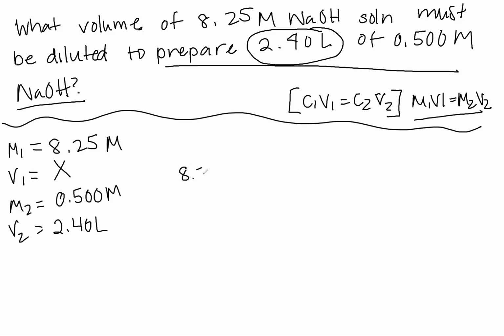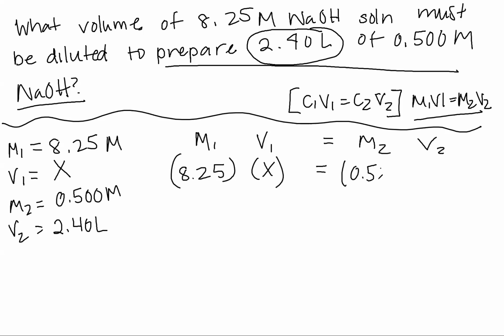We'll do 8.25, right? Because that's the molar, that's M1. And we have our V1 equals M2 and V2. And so our V2, I'm just putting it as X. And our M2 is this 0.500 times 2.40 liters. We don't need to do any conversions, okay? We're in liters, we're in moles, moles per liter, molarity, concentration, all good, okay?